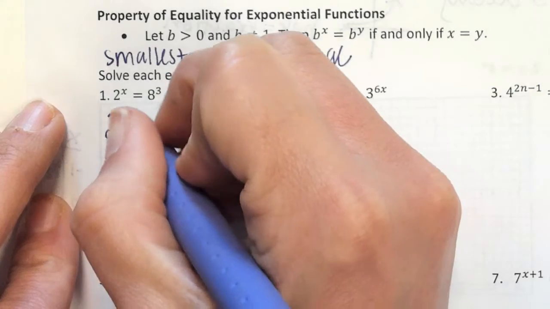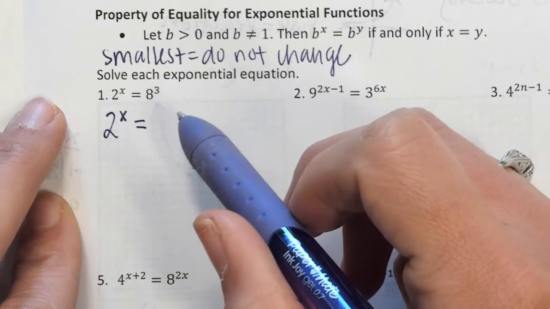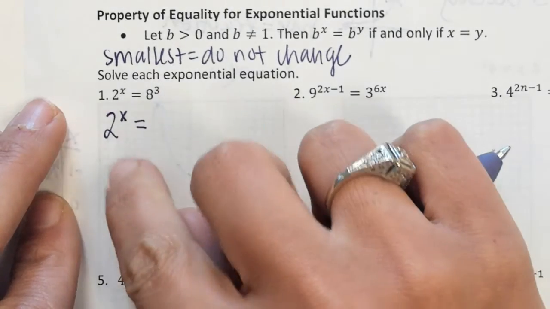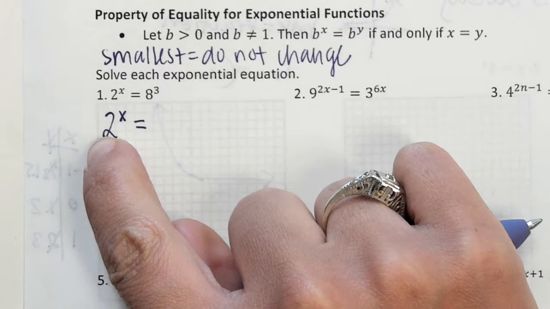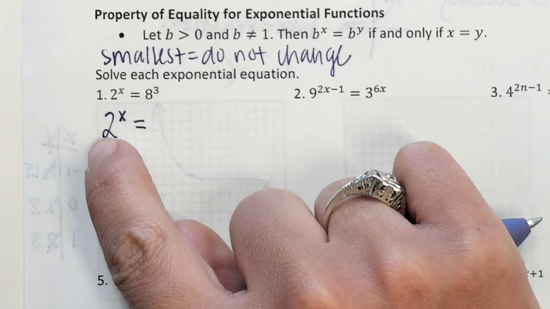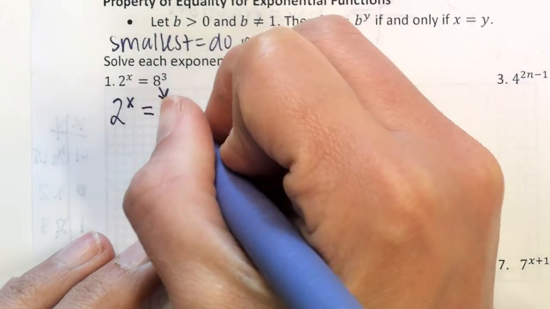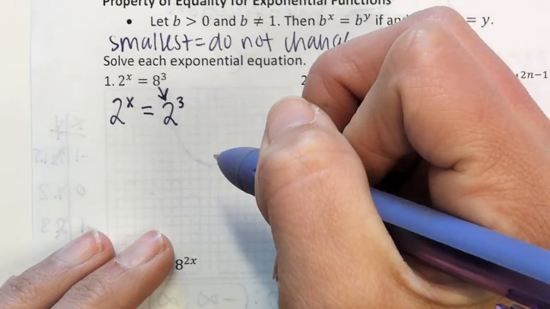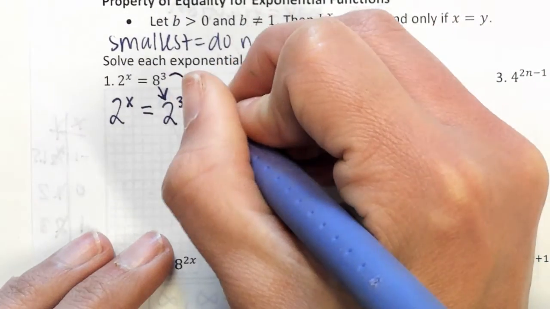Alright, so I'm going to write 2 to the x. Again, I'm just leaving that the same because it's the smallest number. Is there an exponent we can raise this base to, which is what, 2 to get 8? 3, good. Because 2 cubed is what? 8. Good. So instead of writing 8, isn't 8 the same thing as 2 cubed? Yes. We just have to, see how it already had an exponent? We have to bring that down.